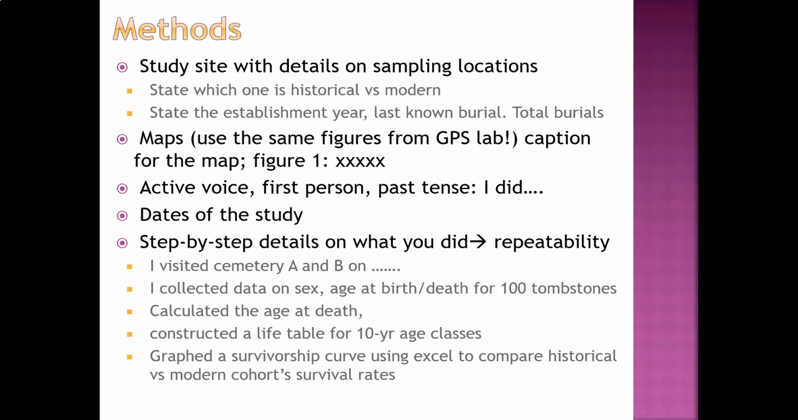And then what you did, I calculated the age at death, and then I constructed a life table with 10-year age classes. Based on the life table, I constructed the survivorship curve and plotted my modern cohort dataset against the historical cohort dataset. I constructed two survivorship curves and compared their differences. I constructed similar survivorship curves for males and females to test my second hypothesis. So it's simply as that.